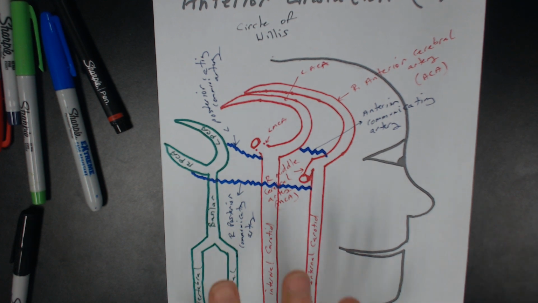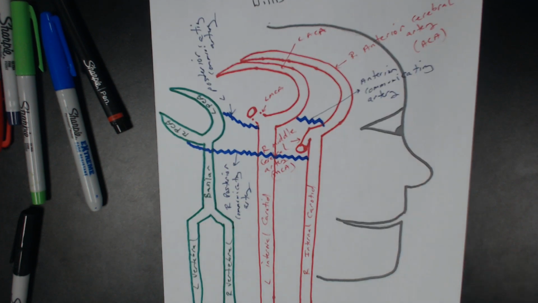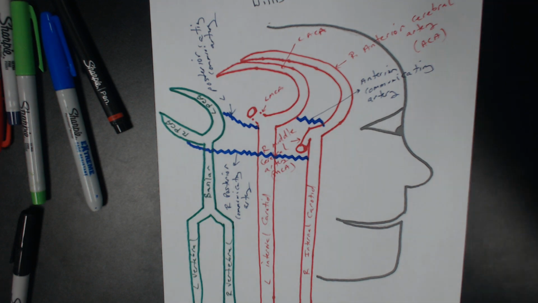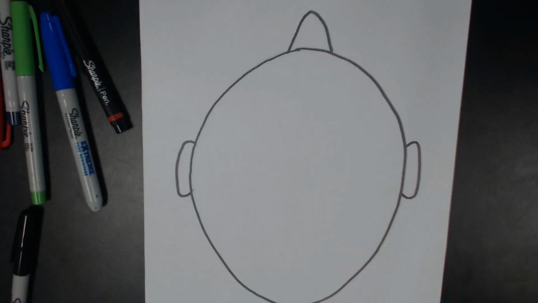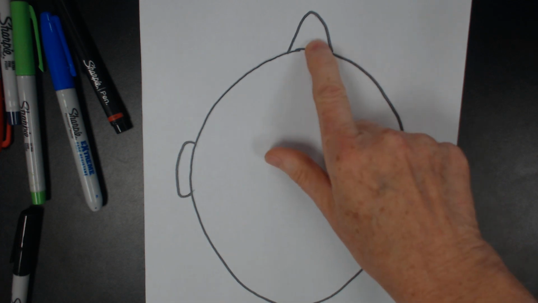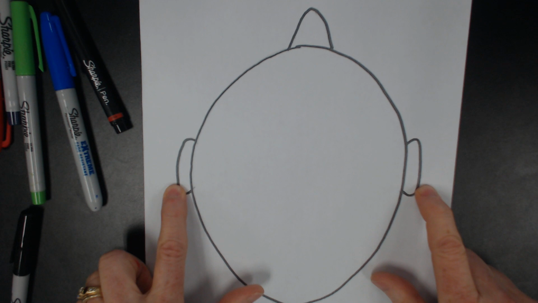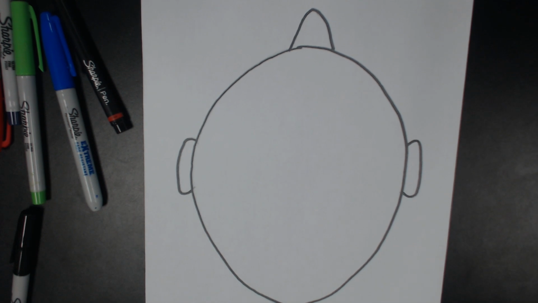So this is where we left off. Yes, we're videoing. This is the circle of Willis from the side. The one that I think is really easy to see is the circle of Willis from above. What you see here is the guy's nose, and these are two ears. If you have a camera looking down on my head, that's the position. So nose is in front, ears are on the side.